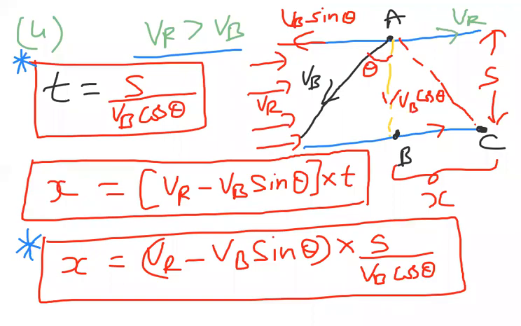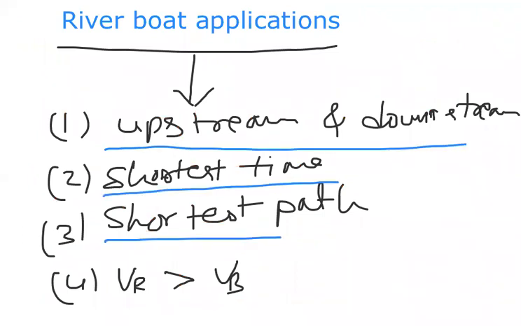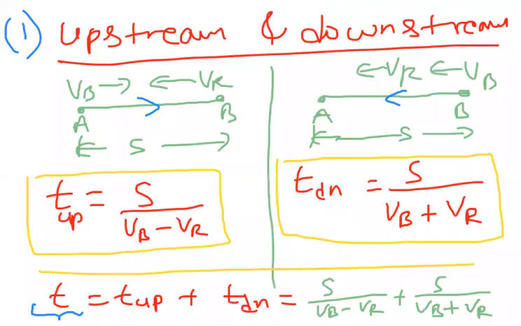So let us see what we discussed here. We said riverboat concepts: first one upstream, downstream, second one shortest path, and VR greater than VB, four cases. See the first case here, that is upstream, downstream. In upstream, both speeds are in the reverse, opposite direction. In downstream, both are in the same direction.